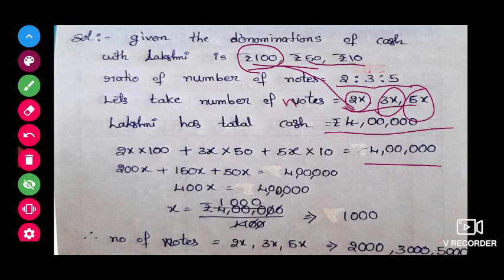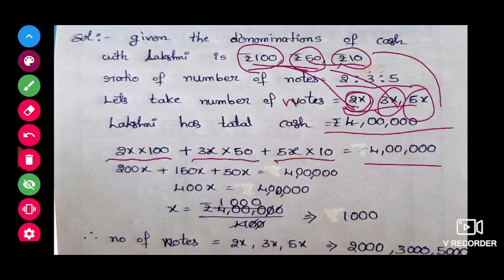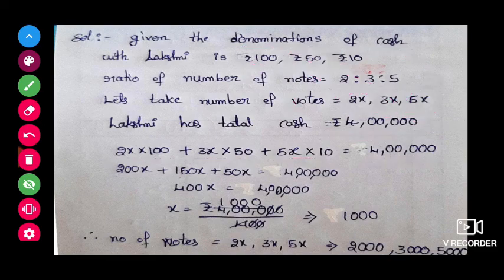You will get 5,000 rupees. In the same way, 100 rupee notes, 2x notes are there. So the total amount by 100 rupee notes is 100 into 2x. Same way, 50 rupee notes, 3x are there, so the amount is got by multiplying 3x into 50. Next, 10 rupee notes, 5x are there, so the amount will be 5x into 10. The total amount is 4 lakh. Next, 2x into 100, that is 200x. 3x into 50, 150x.